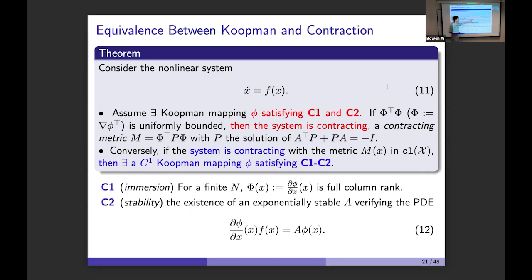Then the system is contracting. And the corresponding contraction metric is defined in this form, where P is the solution of the Lyapunov equation. From this result, we can get the converse result. If the given system is contracting with a metric M(x), then we can always find a finite dimensional Koopman mapping phi satisfying C1 and C2.